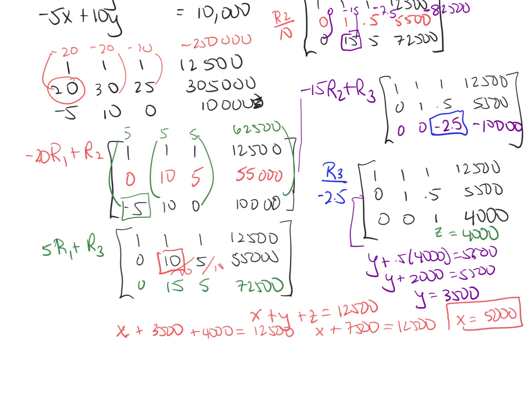So we have X, we have Y, and we have Z. And I believe they're supposed to add up to $12,500. They do. That's my check. That's what I'm doing. So I'm done. You could check these. I am not going to do that because they do add up to 12,500. So I'm pretty confident. Whoa, what the heck?